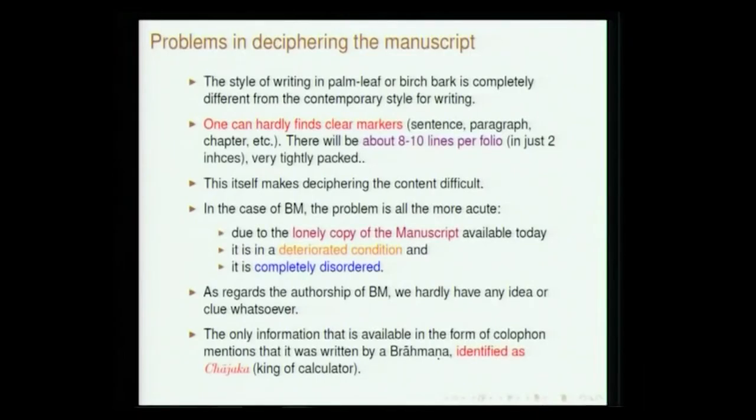But in the case of Bakhshali manuscript, it is the only thing that is available, and therefore corroborating or collating it with some other thing is impossible. It is in a deteriorated condition, and it is also completely jumbled, disordered, as it was discovered there. And how much is lost, how much is available, this is also not known. There is a colophon, which has been identified by scholars, that it is written by Chajaka, whom they call the king of calculators.